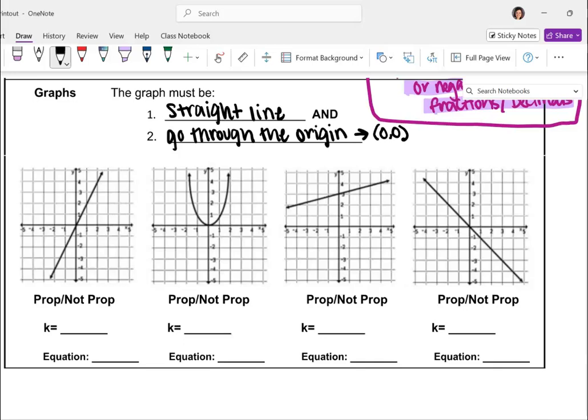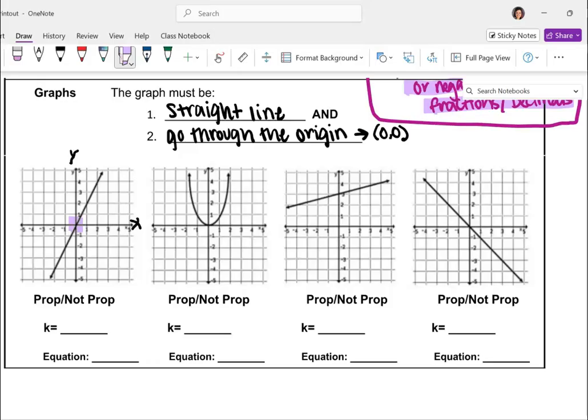0, 0 on the graph is where your x-axis and your y-axis meet. So it's right here. Okay, so when we're looking at the graph, x is from side to side and y is up and down. Think yo-yo starts with a y and it goes up and down. So we are looking, does it go through the center, which is right here?